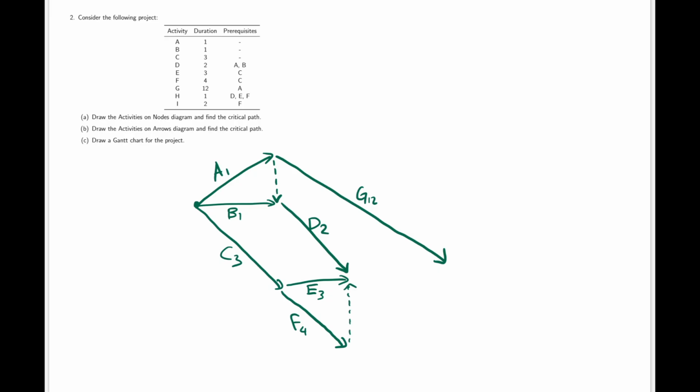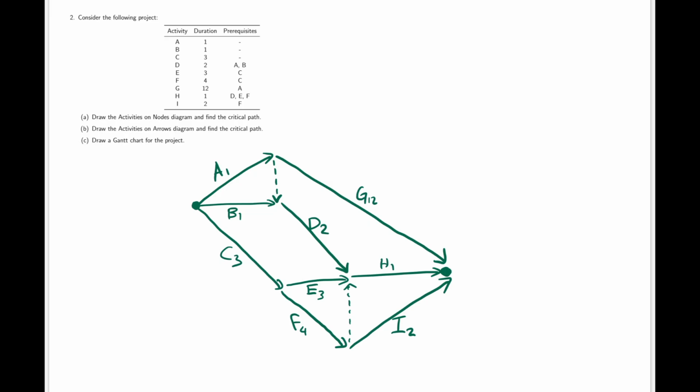Similarly now I need a dummy arrow between the end of F and where D and E meet, as I have activity H which has D, E and F as a prerequisite, but I also have activity I which only has F as a prerequisite, so I need a dummy there. And this would be the activities on arrows diagram. Key points here, we always start at the same node and we always end at the same node.